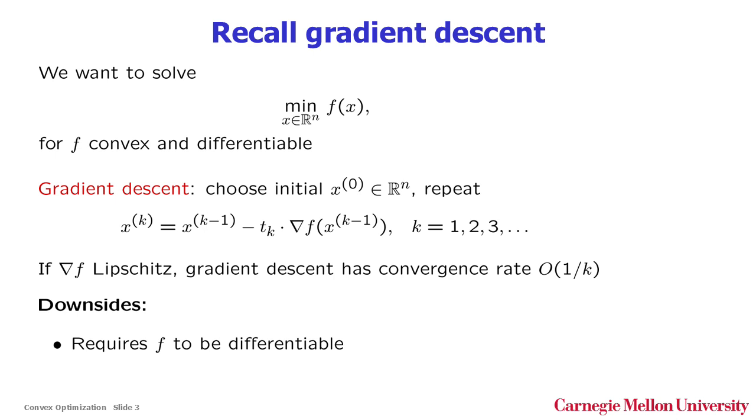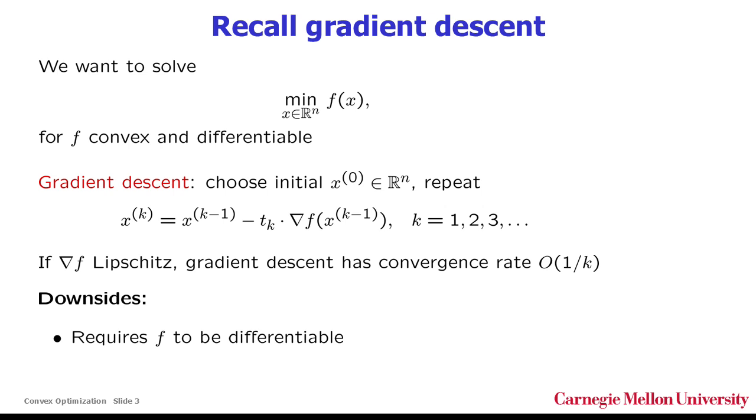With gradient descent, we were able to create an optimization method for differentiable functions and analyzed its convergence rate. We proved that when the gradient is Lipschitz continuous, then gradient descent can achieve big O 1 over k convergence rate. We would like to investigate if we could create a similar algorithm for non-differentiable functions as well.